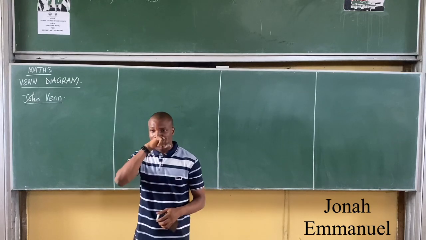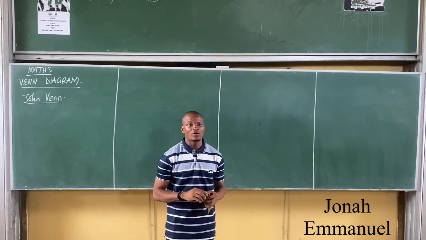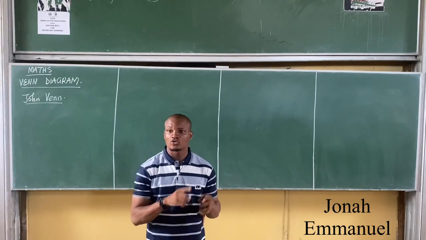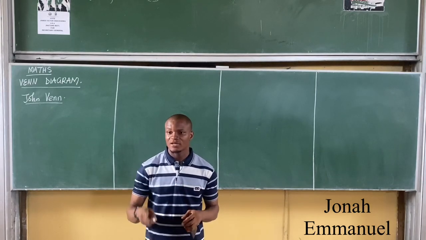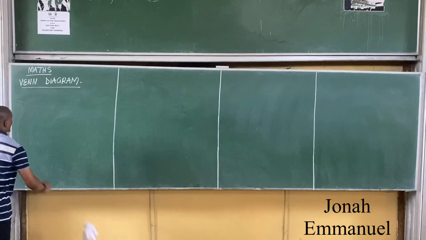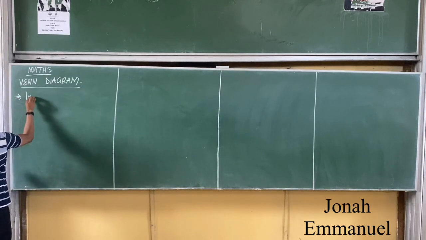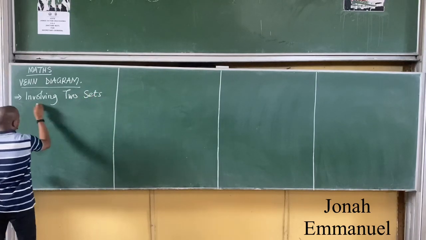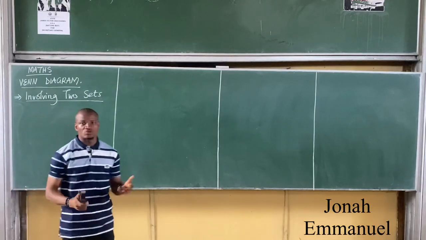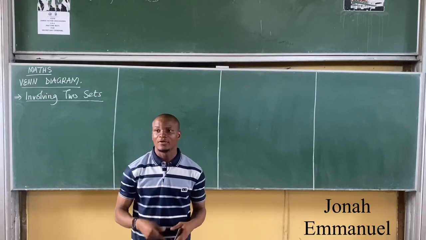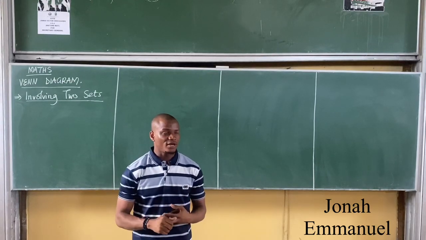There are Venn diagrams for two sets and three set problems. Let's start with the Venn diagram involving two sets. So you have the two set problem Venn diagram and the three set problem Venn diagram. So how does it work? Let's start with the two set Venn diagram problem.